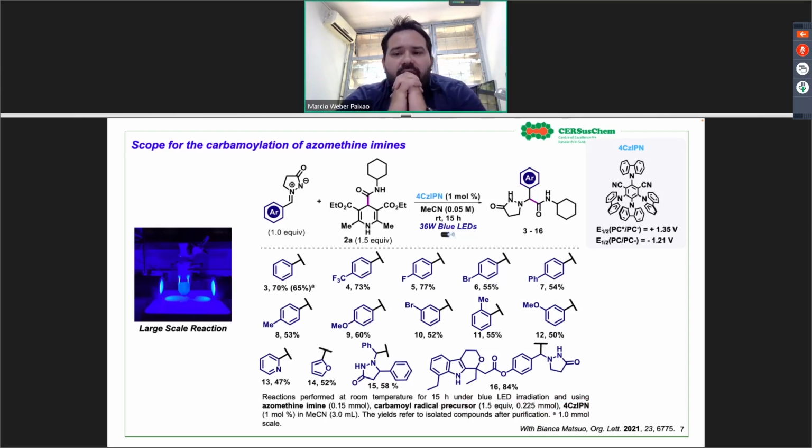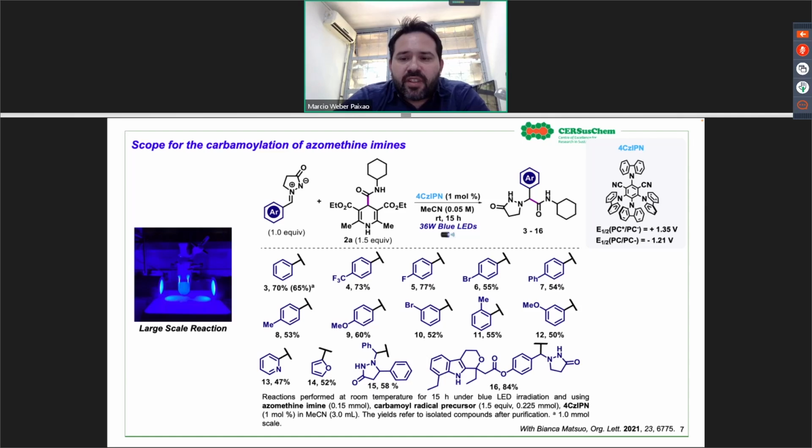So with the optimal reaction conditions in hand and also with the mechanism elucidated, we began to evaluate the scope of this transformation for a range of aryl azomethine imines. And as you can see in this slide, azomethine imines bearing either electron-withdrawing substituents or electron-donating groups underwent carbamoylation with the cyclohexyl dihydropyridines in moderate to good yields. Here in this part, you can see all of these results.